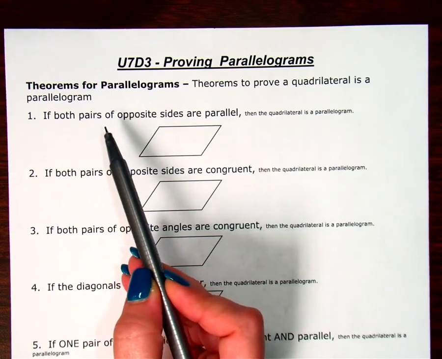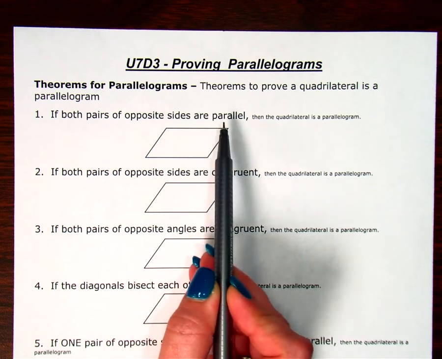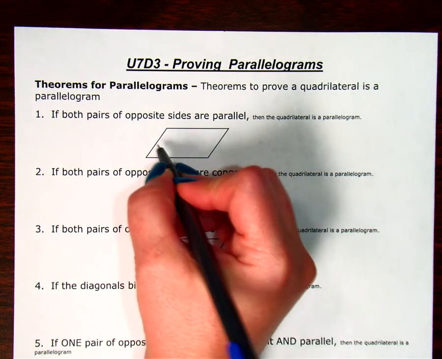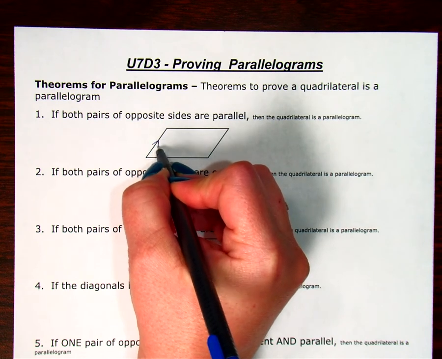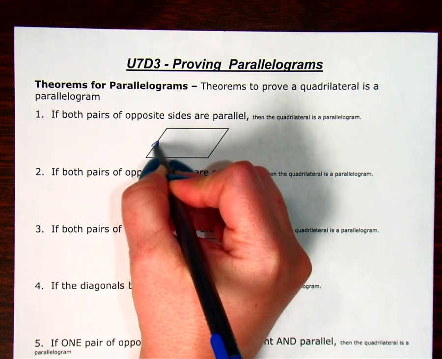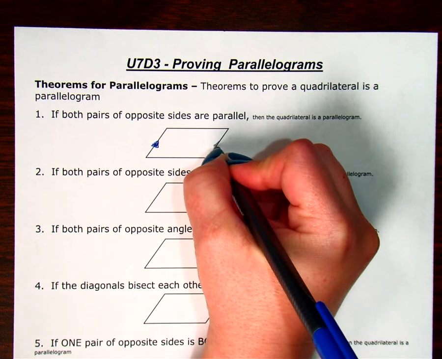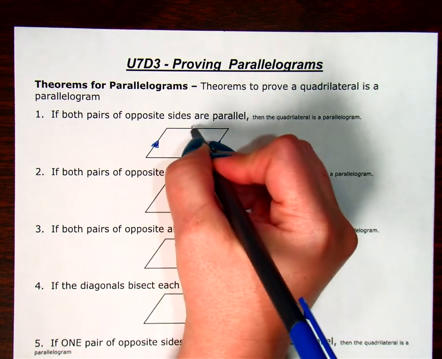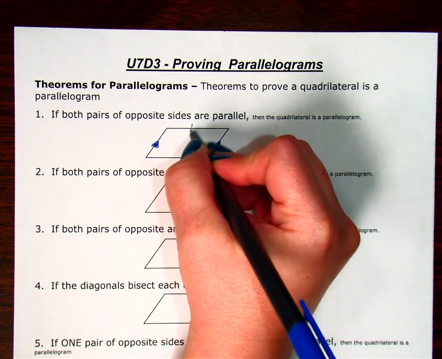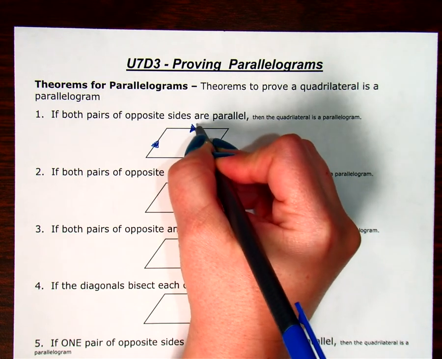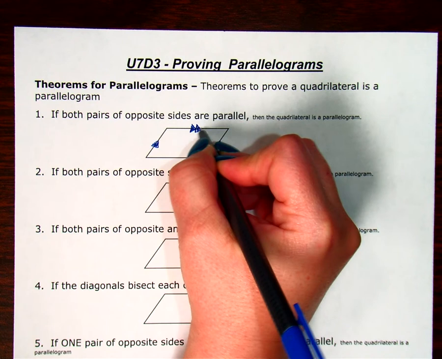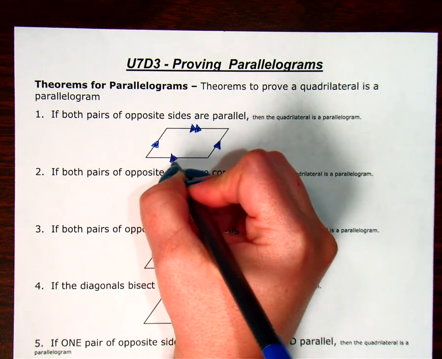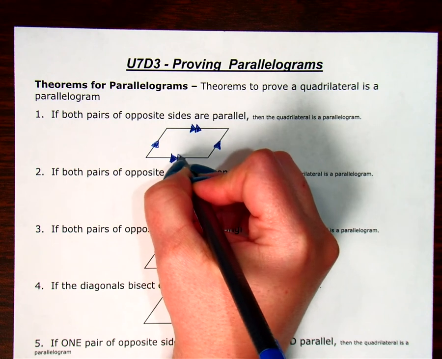The first one says if both pairs of opposite sides are parallel, then the quadrilateral is a parallelogram. There are 2 ways you can prove that opposite sides are parallel. The first one, well really 3. The first one is it can be marked in the picture for you. So you could have the little matching triangles that say the left side is parallel to the right side, and then the top side is parallel to the bottom side. You could also have directions when you read the prompt that tell you the sides are parallel.